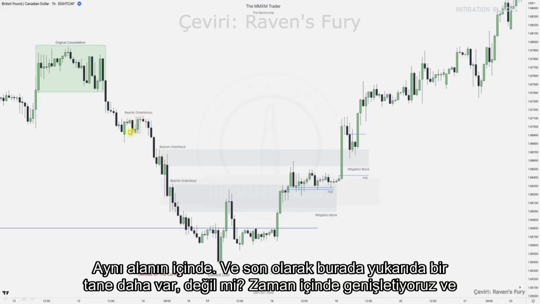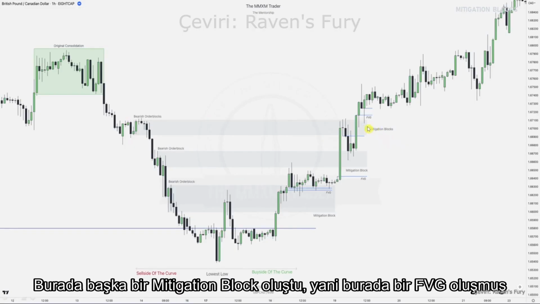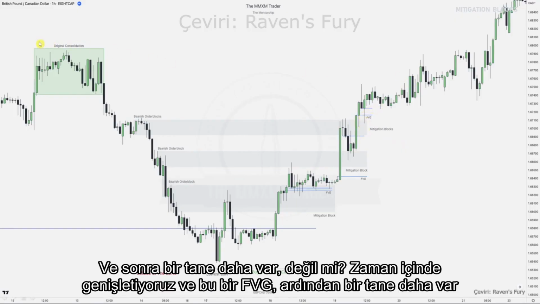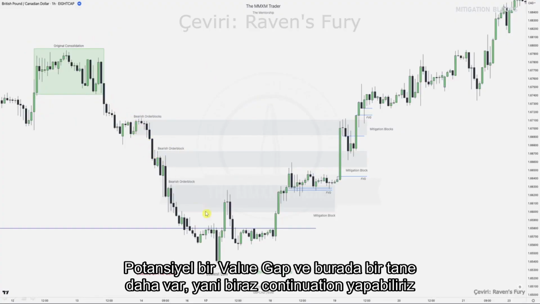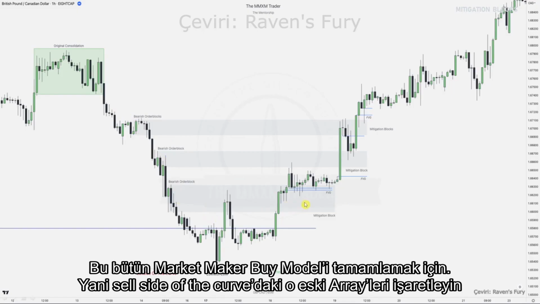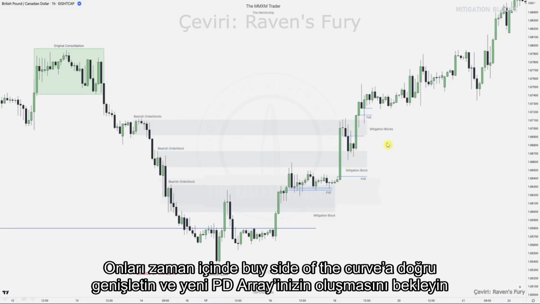And lastly, up here we have another one, right? Extending it out in time. We've got another mitigation block up here, right? A fair value gap has been formed over here, and then continuation to complete this whole market maker buy model. So really outline those old arrays from the sell side of the curve, extend them out in time into the buy side of the curve, and wait for your new PD array to form, and then it will be more probable to take a trade from.